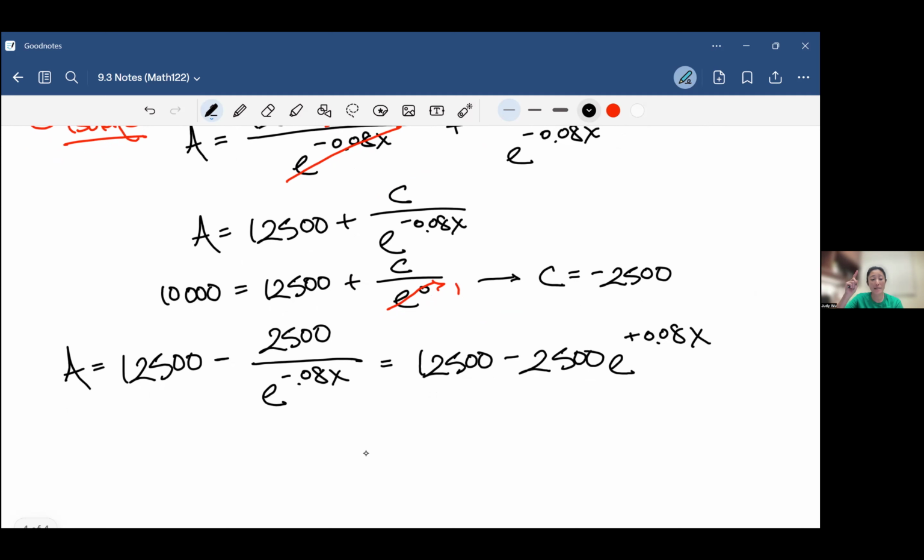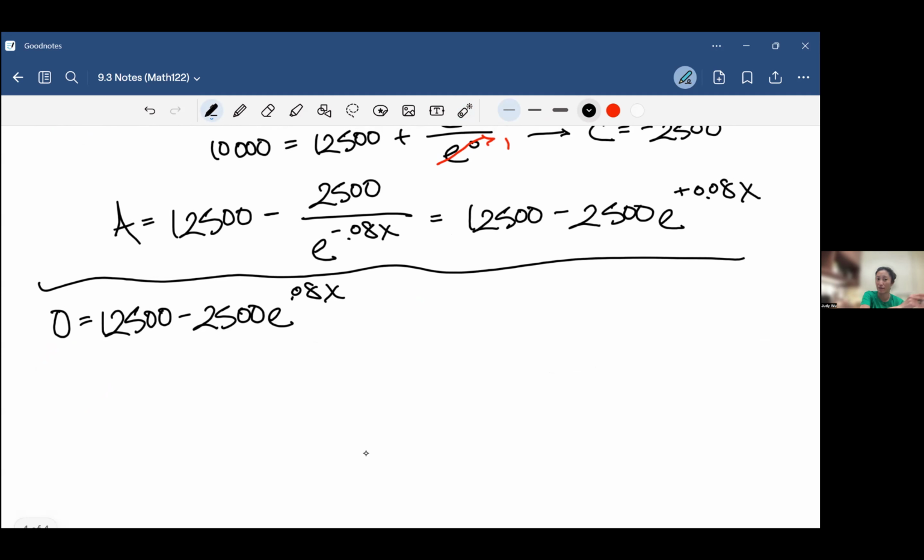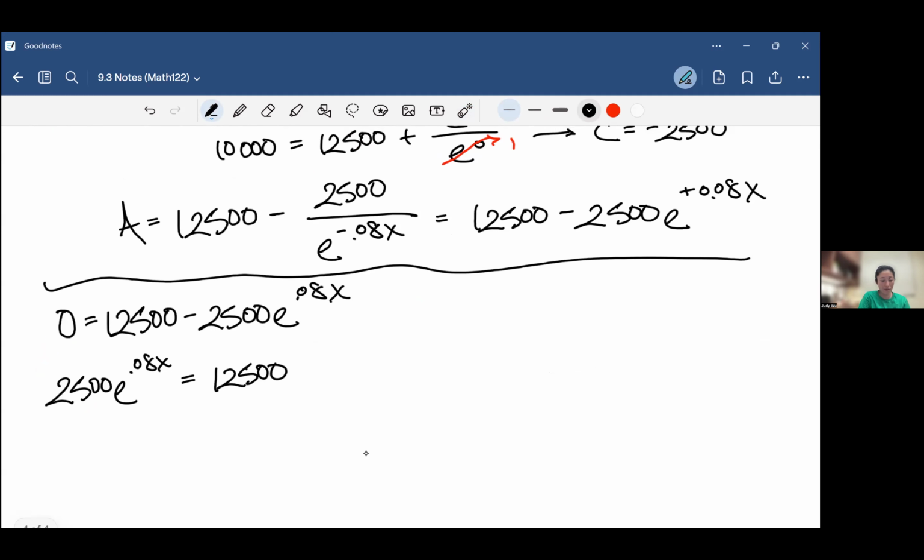But then the question asks, when will the amount be 0? So we've got to figure out when is A going to be 0. So 0 equals 12,500 minus 2,500 e to the 0.08x. All right, I'm going to add the 2,500 e to the 0.08x to the left-hand side. And now I'm going to divide by 2,500.